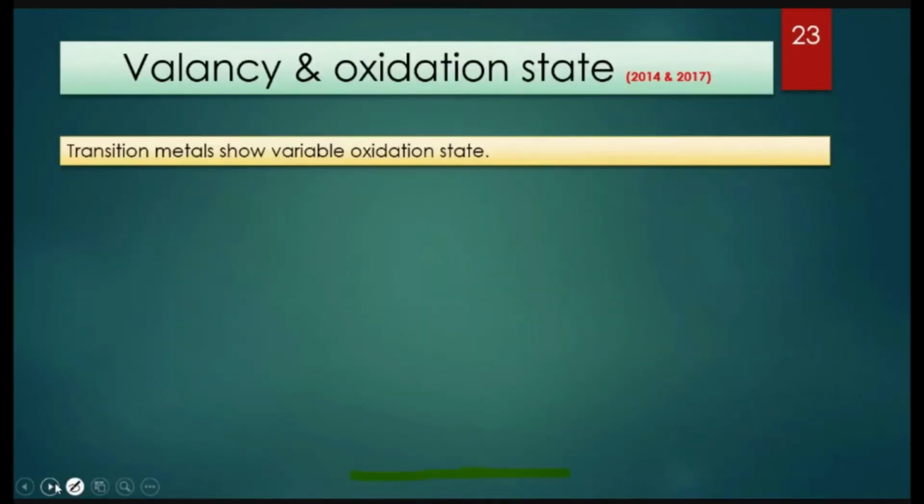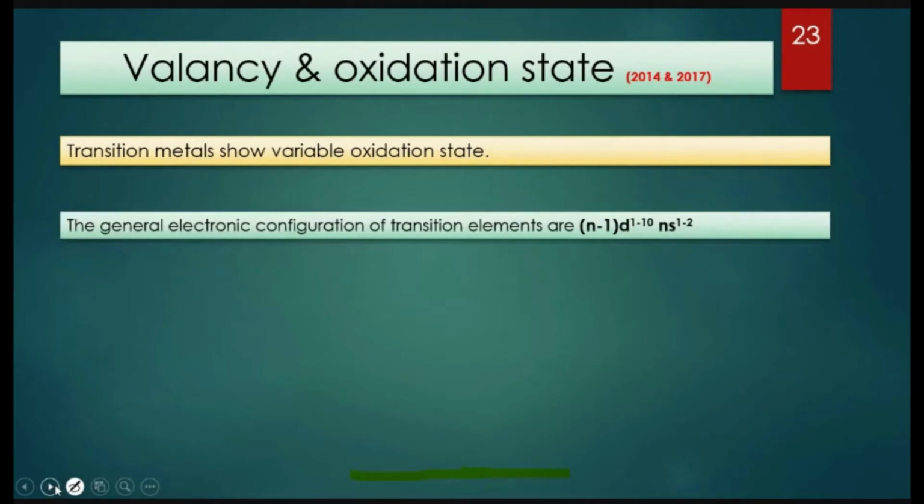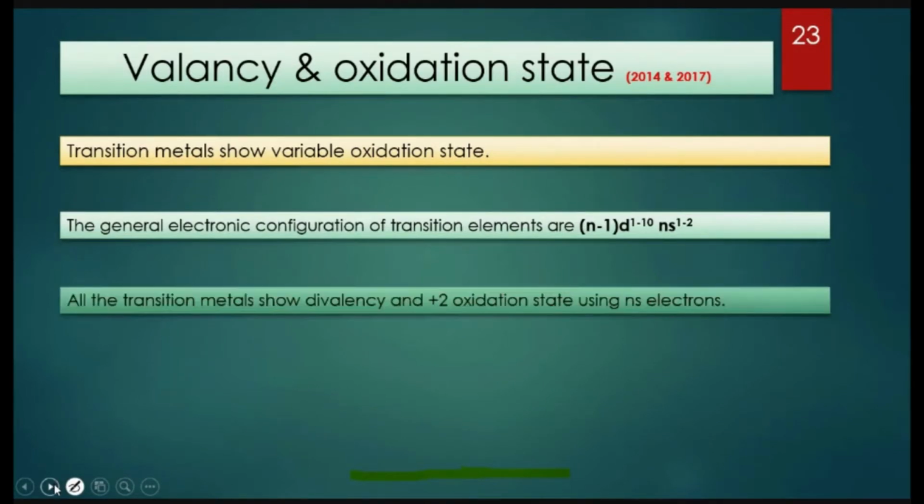Next is valency and oxidation state. Transition metals show variable oxidation state. The general electronic configuration of transition elements can be written as (n-1)d 1 to 10, ns 1 to 2. Already you are familiar with that by now. All the transition metals show divalency, that is valency 2, and +2 oxidation state in common using ns electrons.